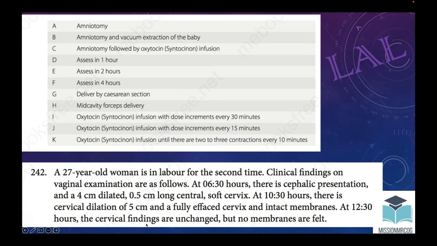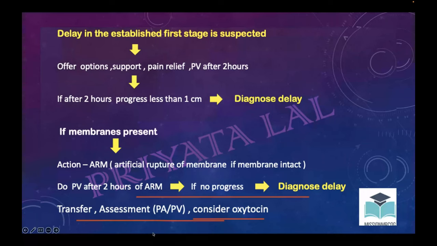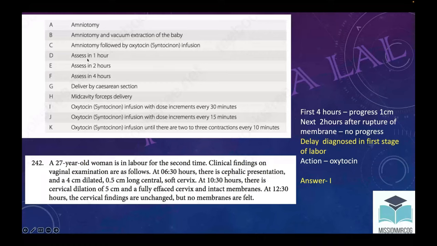Though it is incomplete, you see, 6:30 to 10:30 is 4 hours, and only 1 cm increase. So there is suspected delay. In suspected delay, we do PV after 2 hours. So they have done PV after 2 hours. In 2 hours, cervical findings are not changed, so you will diagnose delay. If delay is diagnosed, what do you do? Either you will transfer, or you will do assessment of the patient, or you will consider oxytocin. There is no transfer and no reassessment; PA and PV findings are not given. So the answer is oxytocin.